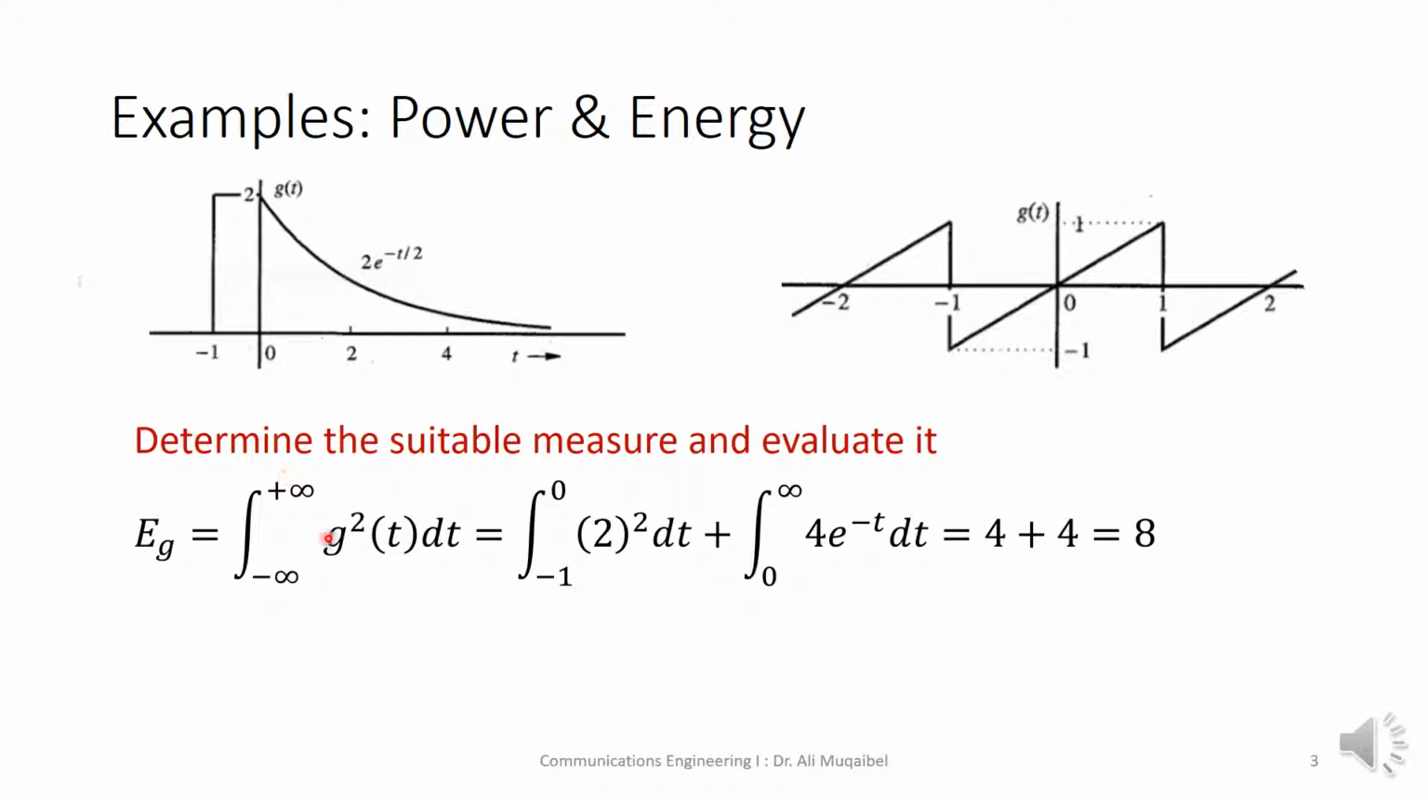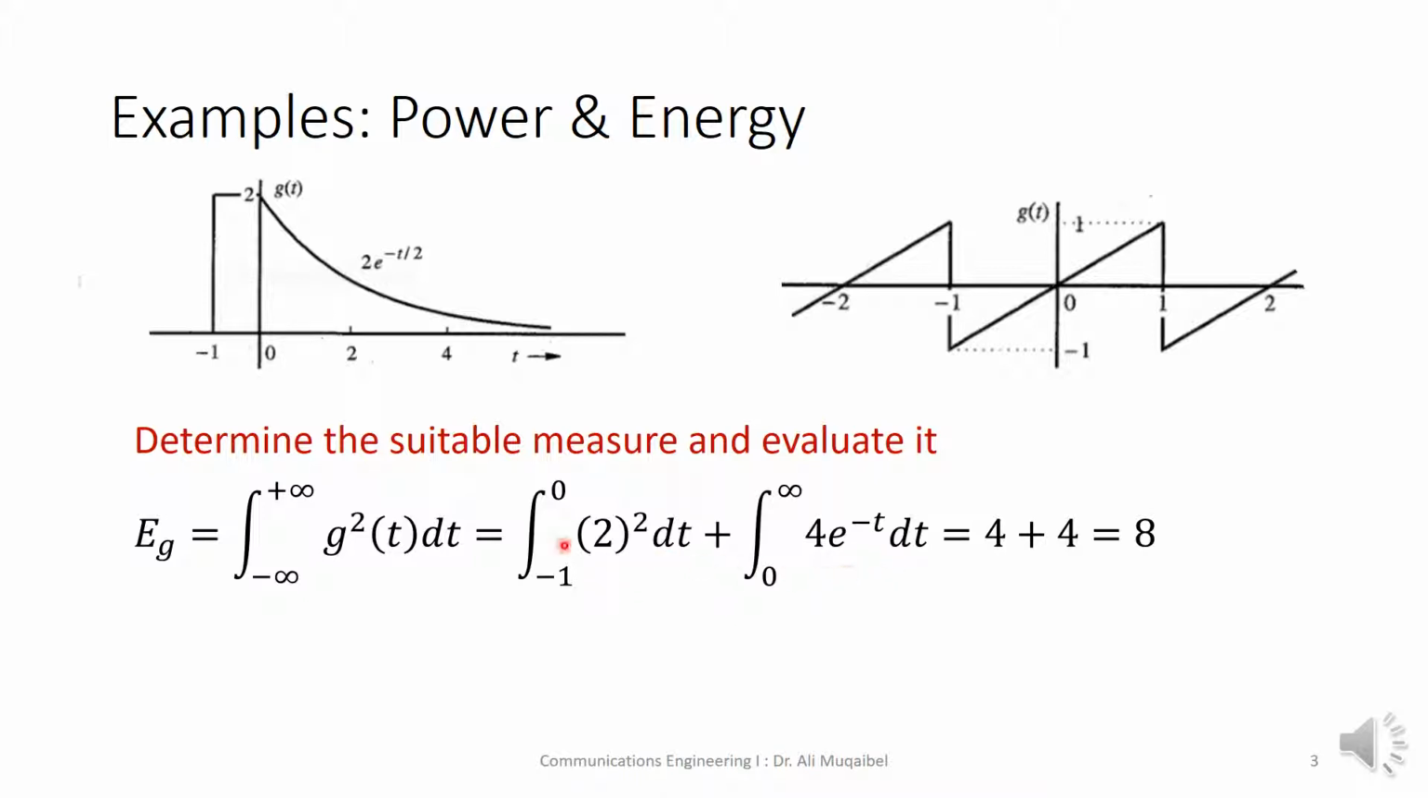So we can think of energy. The energy is defined to be the area under the square of the curve. This is the general definition. Starting from the left, we have 0 energy here. Then from -1 to 0, the square of the signal is 2 squared because we have 2 here. For the second part of the signal, we have 2 e to the power minus t over 2. If you square that, you get 4 e to the power minus t.